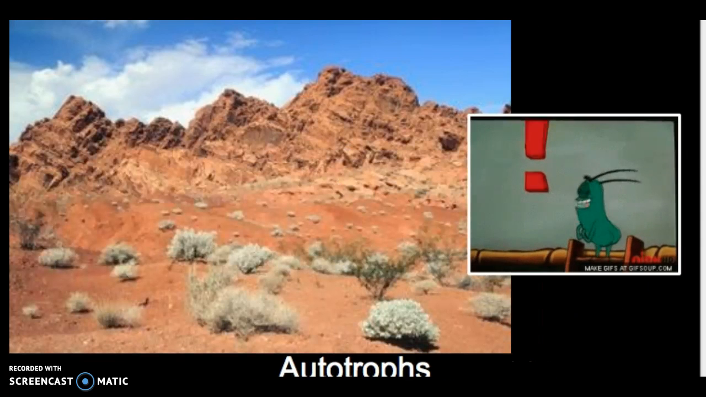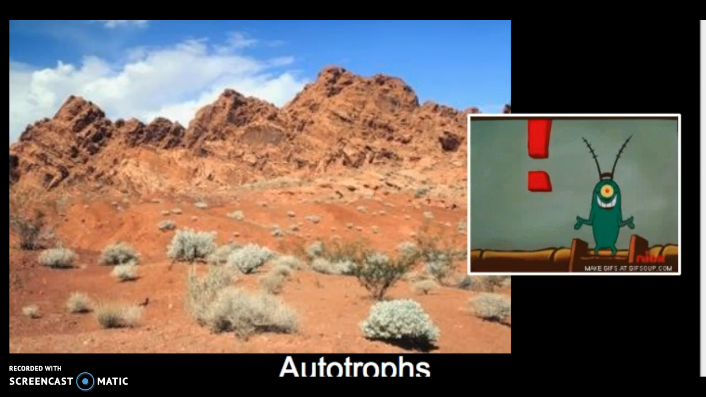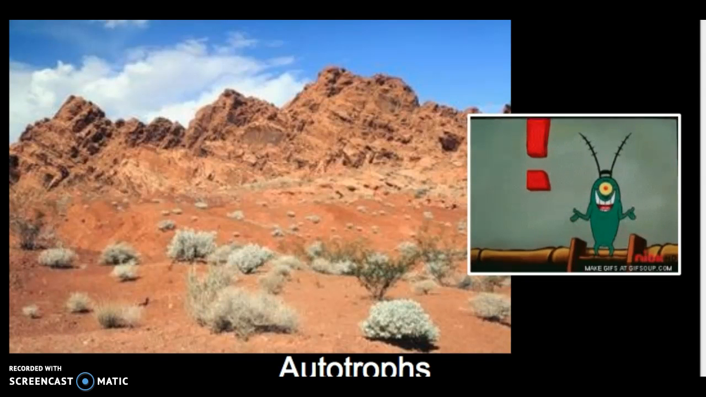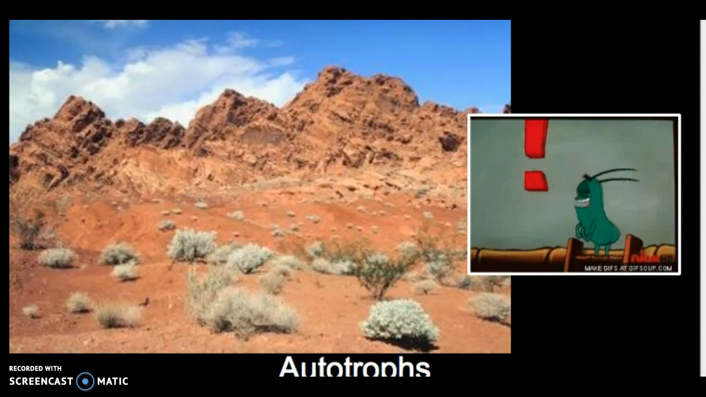I'm going to explain to you about the autotrophs that are in the desert. So autotrophs are organisms that derive their nutrition from converting inorganic carbon sources to organic molecules. The predominant autotrophs of deserts are shrubs and small trees.